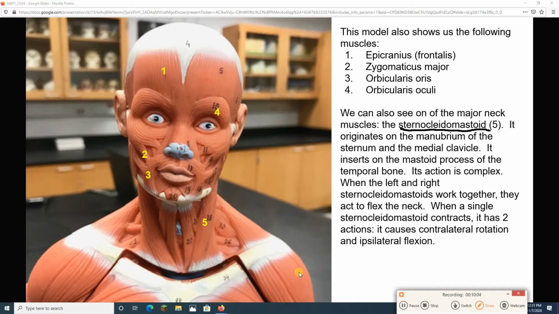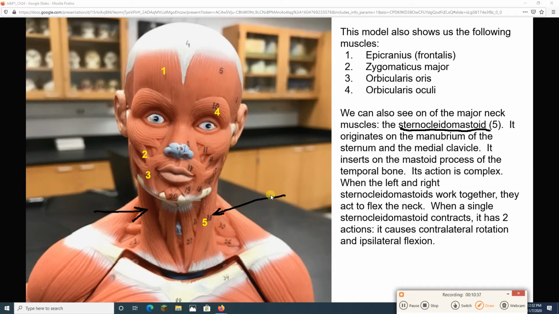When you're using your sternocleidomastoids bilaterally, so you're using the one on the left and the one on the right, using both of them, that is going to bend and flex your neck. Imagine you were lying down on your back and you do a sit-up with your neck, okay? You're going to use your sternocleidomastoids to do that. Try this out. You'll feel both sternocleidomastoids bulging.